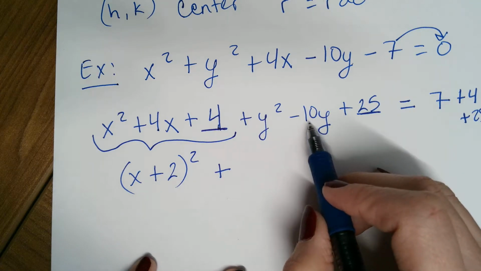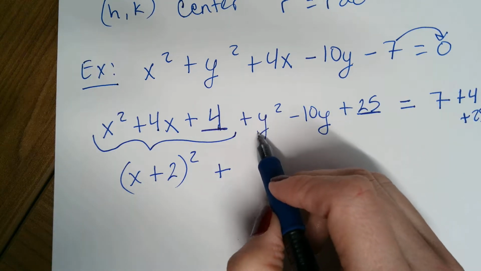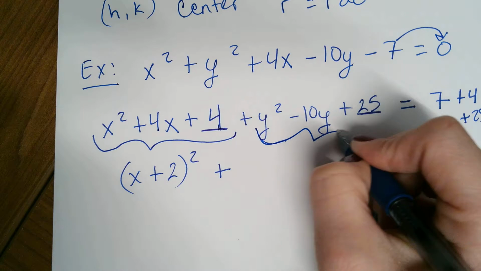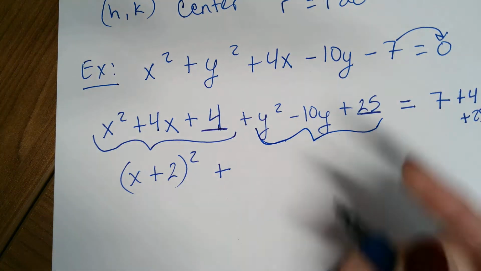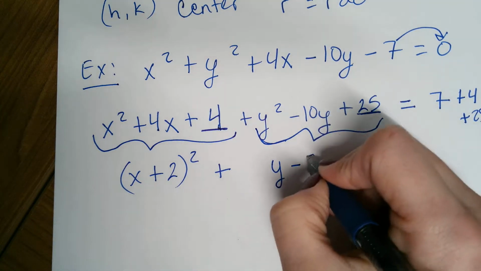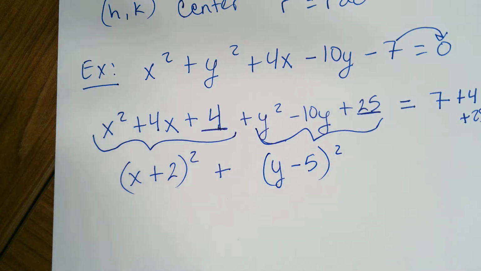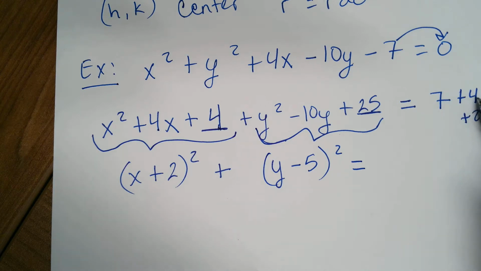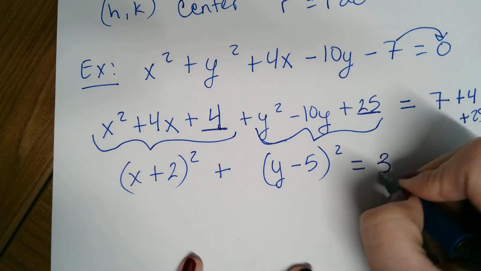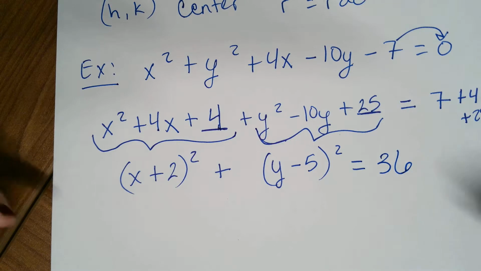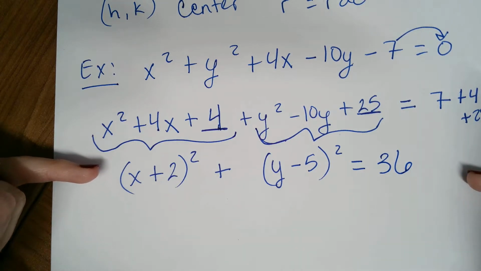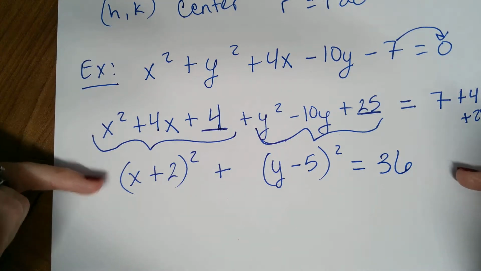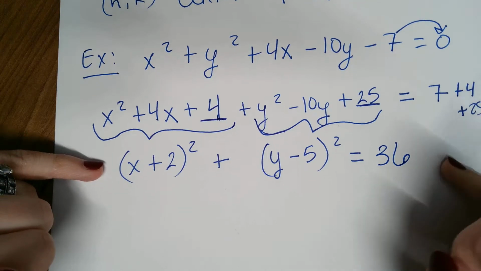So half of negative 10 is negative 5, so this piece, this little quadratic with y's, condenses down into (y - 5) squared. And we can simplify the right-hand side. These are just numbers, so we can combine them. 7 plus 4 is 11, and 11 plus 25 is 36. So now we've completed the square to rewrite our circle from the general form to the standard form.